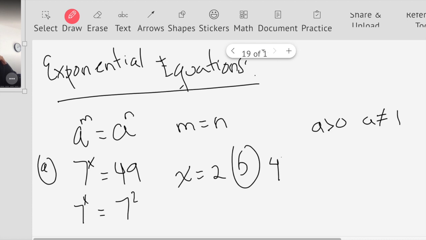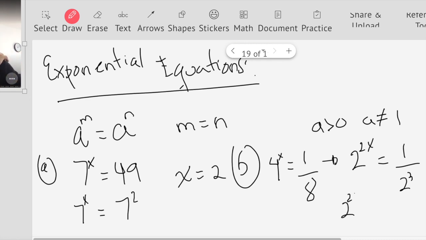Same principle here. We got 4^x equals 1 over 8. So I can rewrite this with base 2. That's going to be 2^(2x) equals 1 over 2 to the third power. Then I can bring this up and write it in index form, so this is 2^(2x) equals 2^(-3), right? The same base. So now I can set the exponents equal to each other and I get x equals negative 3 over 2.